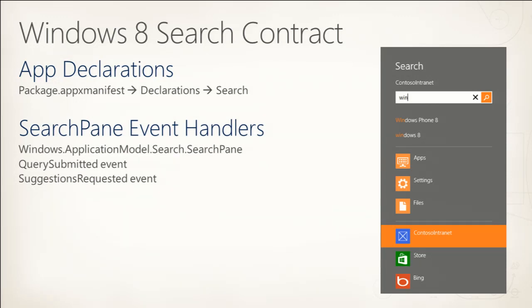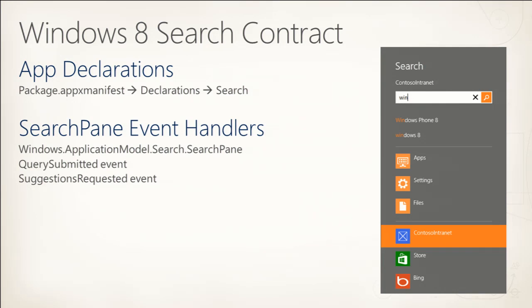Here are the key elements for implementing the search pane, or the search charm. It's called the search contract. You have to make an app declaration in your package.manifest file and tell it that you're implementing search. As soon as you do that and your app gets loaded onto your machine, it'll show up as one of the options in that list of apps in the search pane. Any app that implements the search contract in your system should appear in that list.